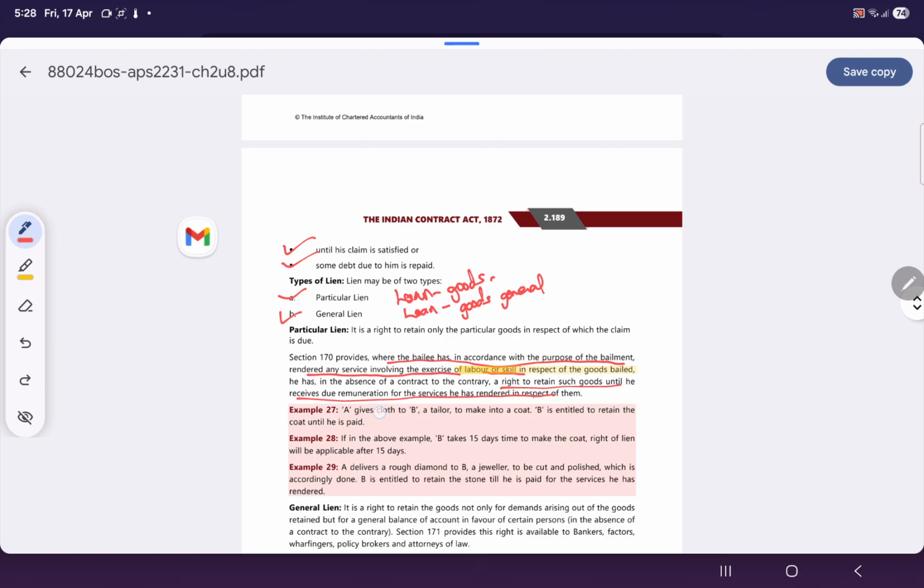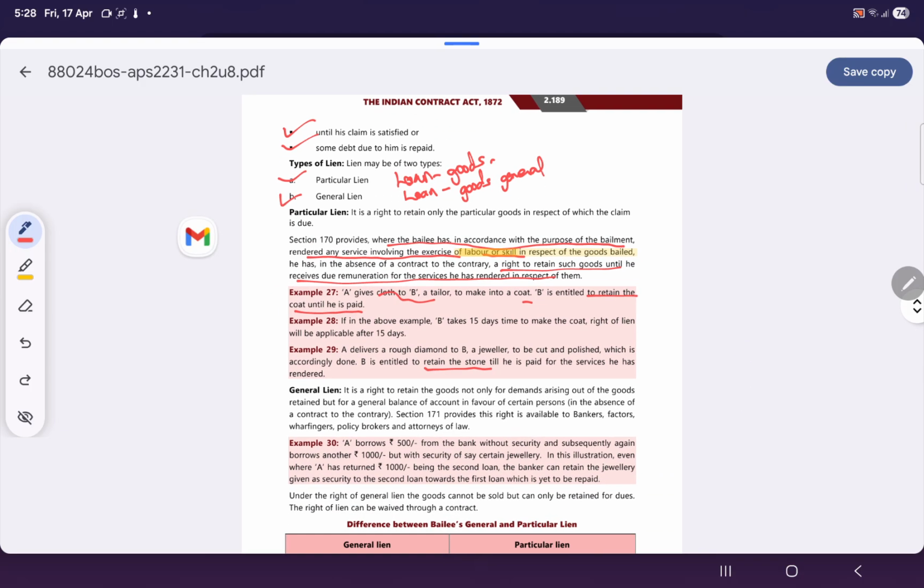Now, A gives cloth to B, a tailor, to make into a coat. B is entitled to retain the coat until he is paid. In the above example, if B takes 15 days' time to make the coat, the right of lien will be applicable after 15 days. A delivers a rough diamond to B, a jeweler, to be cut and polished, which is accordingly done. B is entitled to retain the stone till he is paid for the services he has rendered. So he can retain the stone until the payment is made. This is called lien.